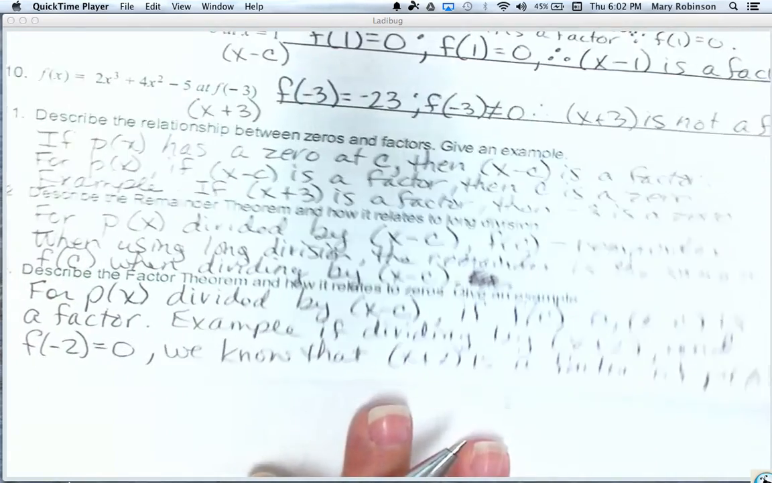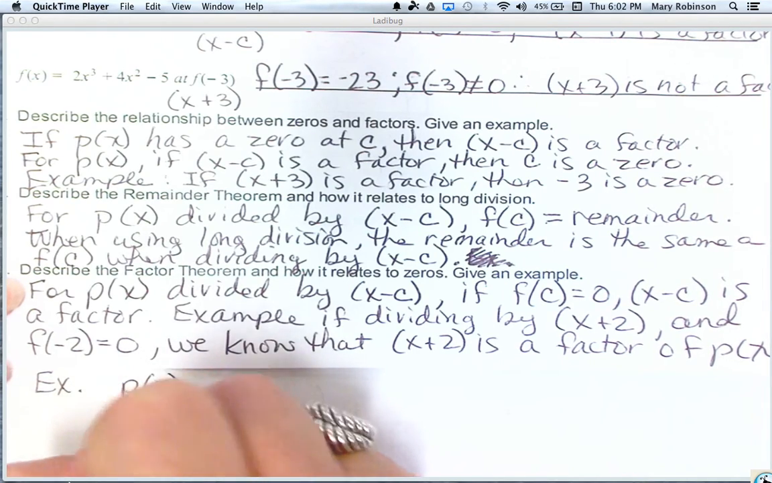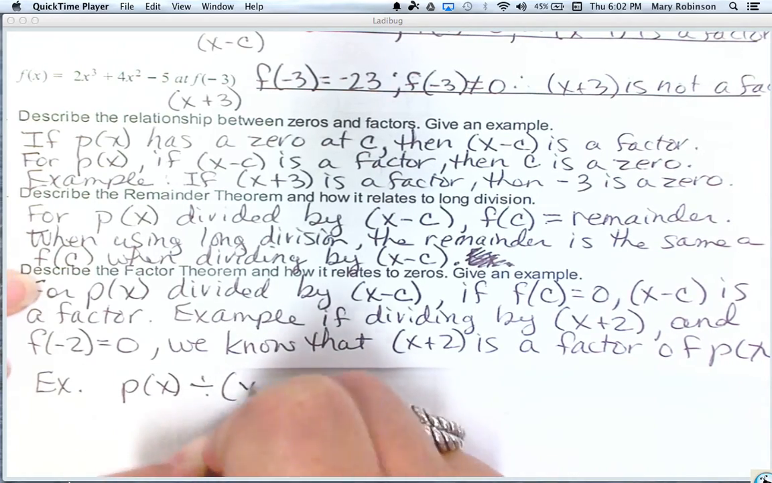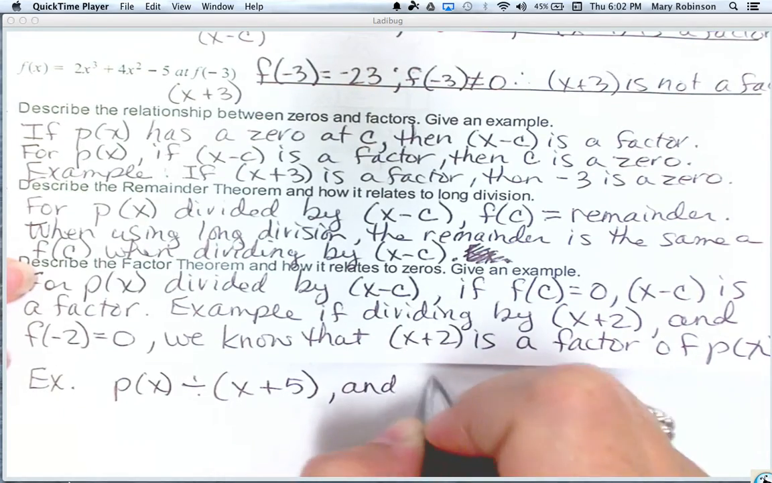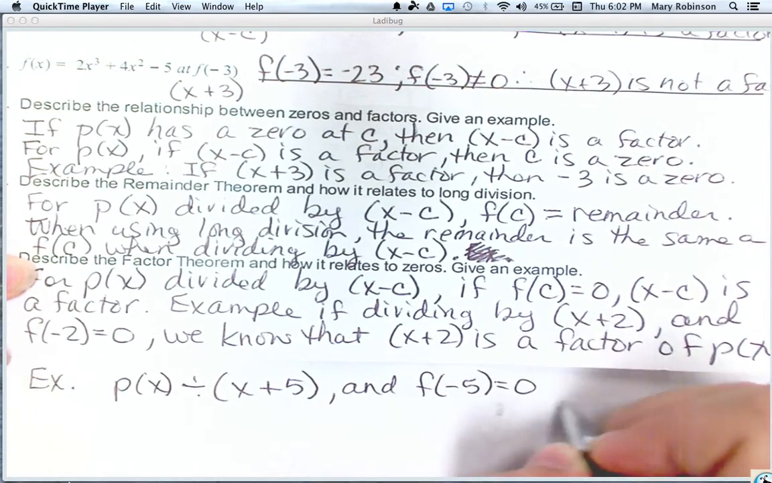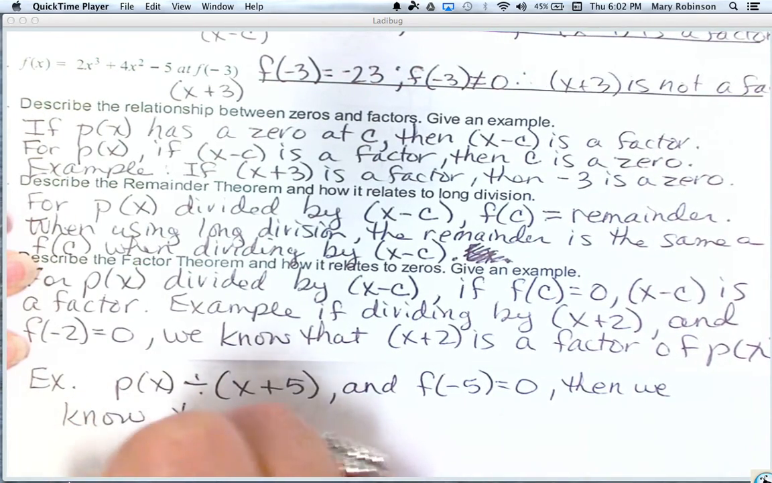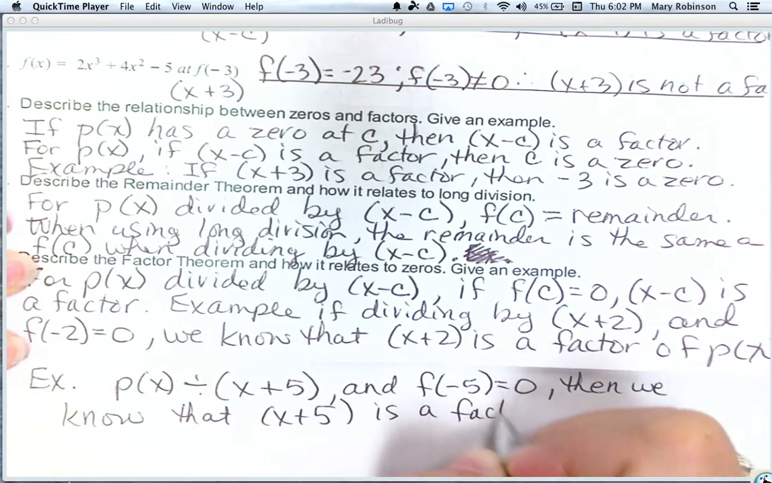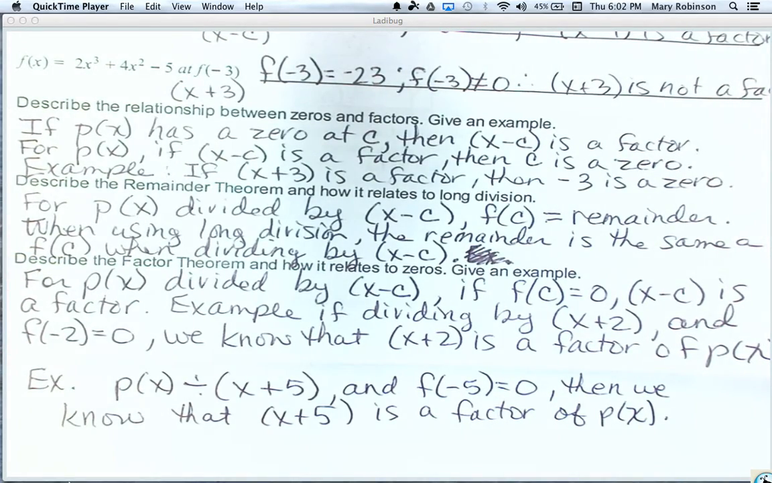Okay? And I ask you to state an example. Say we have p of x. I'm not going to make you do a long drawn out one. If p of x is divided by x plus 5 and f of negative 5 equals 0, then we know that x plus 5 is a factor of p of x. And finally, that concludes your test review.